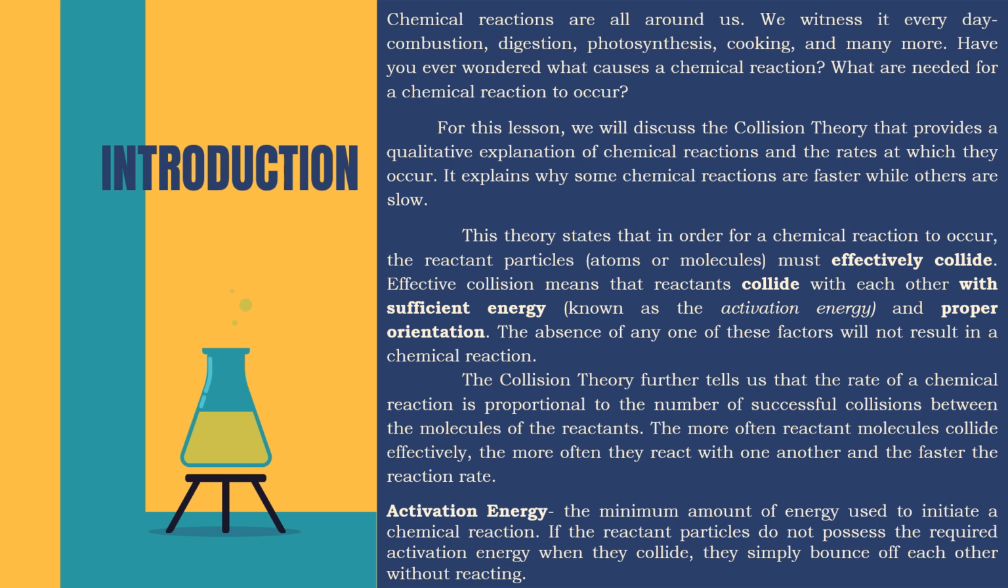Okay, for these lessons, we will discuss the collision theory that provides a qualitative explanation of chemical reactions and the rates at which they occur. And also in these lessons, it explains why some chemical reactions are faster while the others are slow. So this theory states that in order for a chemical reaction to occur, the reactant particles, or the atoms or the molecules, must effectively collide.